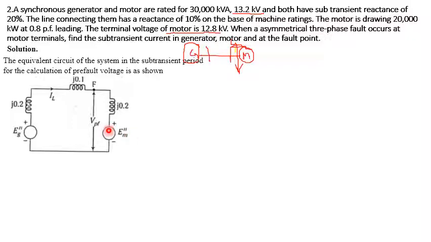So what does that mean? We are considering that the system is in the subtransient period, and there is a fault at this point, that is the terminal of the machine, the motor. So altogether these are the reactances and the sources of EMF. Consider this as the terminal voltage, which we take as the pre-fault voltage, V pre-fault.